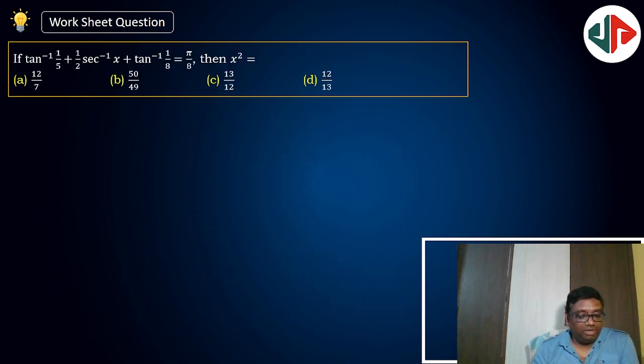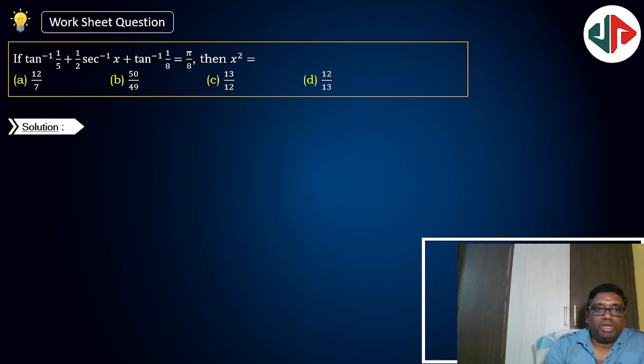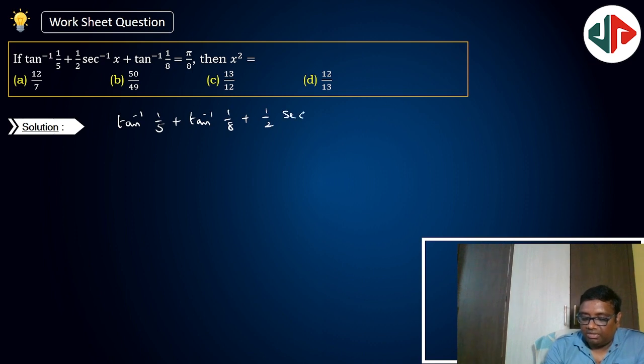Tan inverse of 1 by 5 plus 1 by 2 times secant inverse of x plus tan inverse of 1 by 8 is equal to pi by 8. Then what is your x value? If you know the x value, then we can find it easily. So how to rewrite this? Tan inverse of 1 by 5 plus tan inverse of 1 by 8 plus 1 by 2 times secant inverse of x is equal to pi by 8.